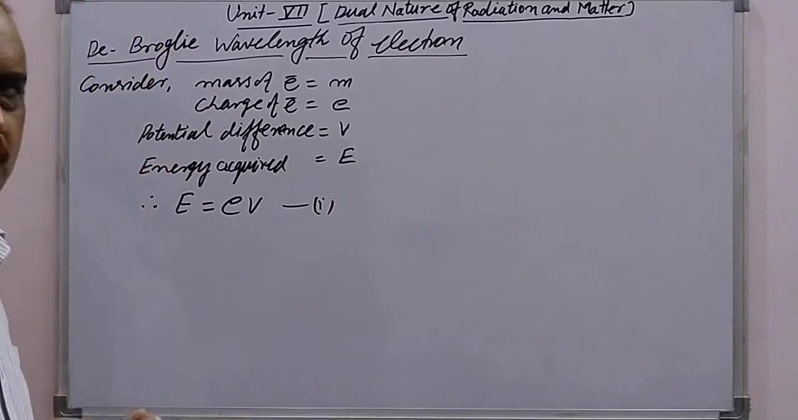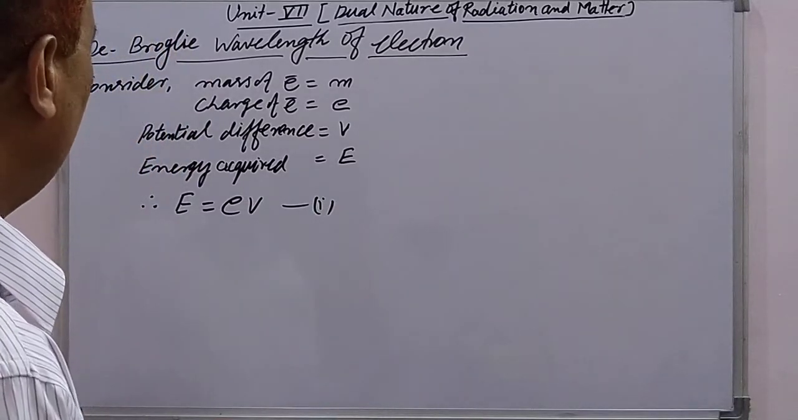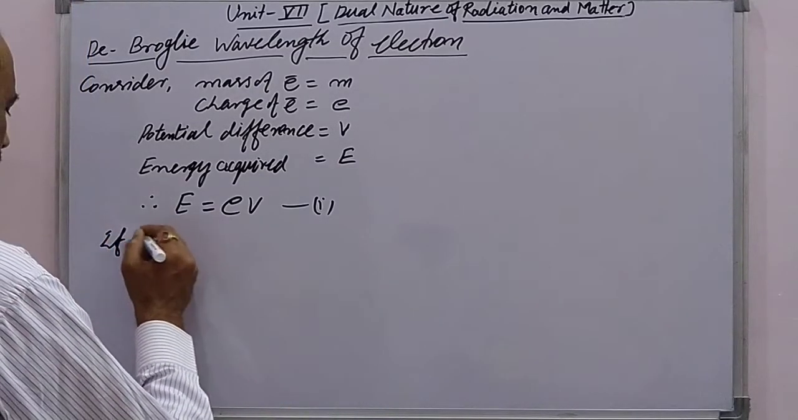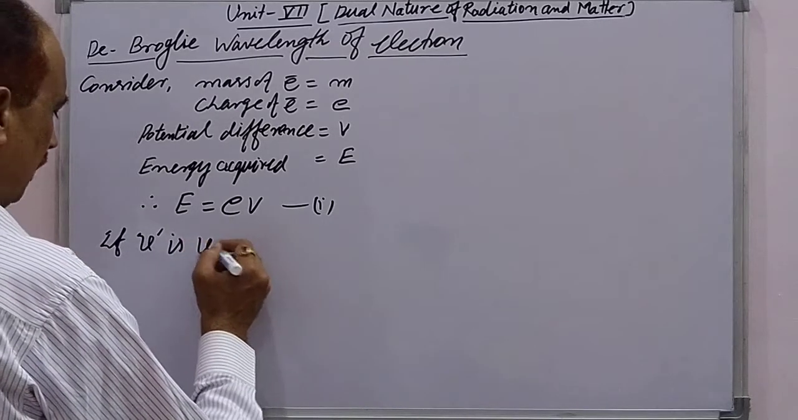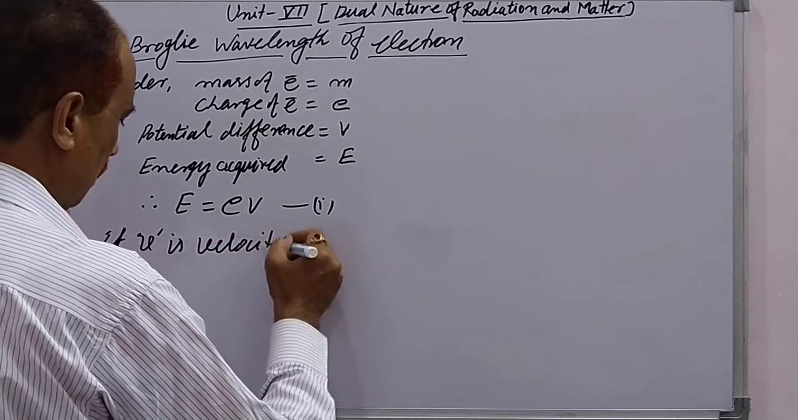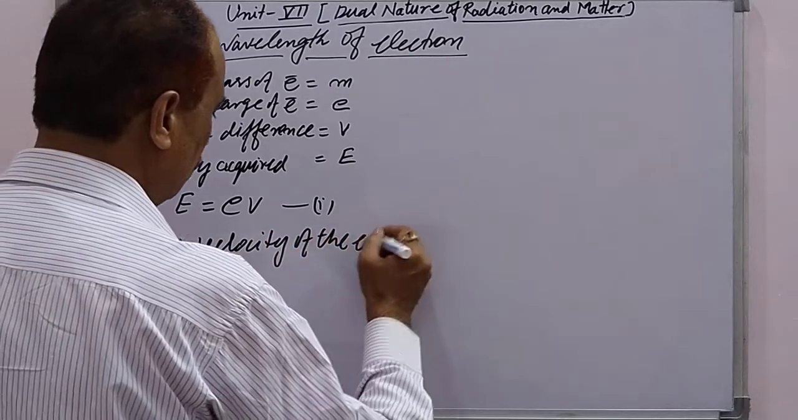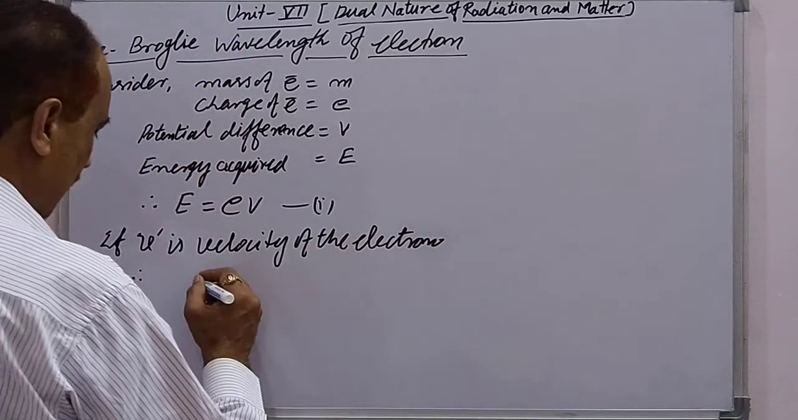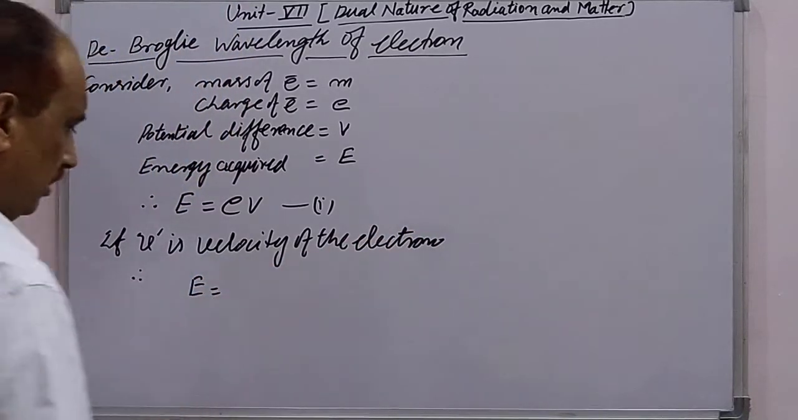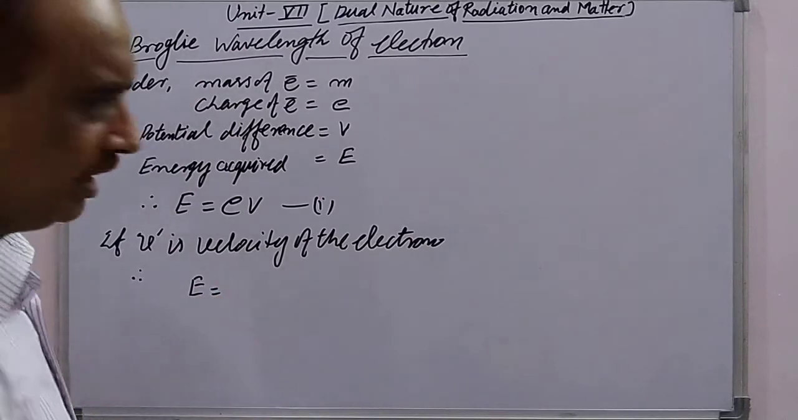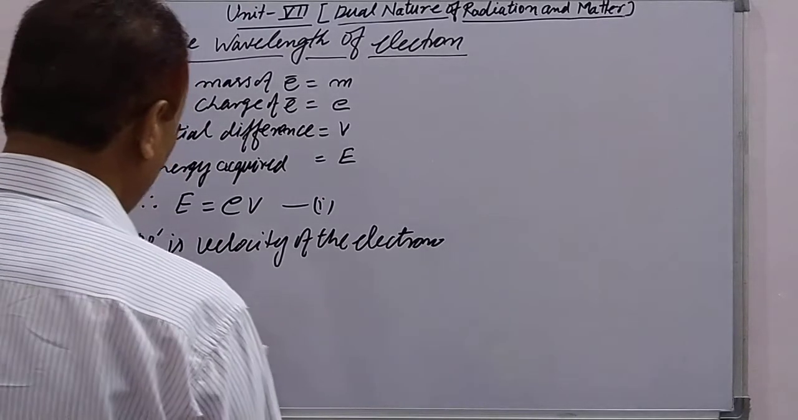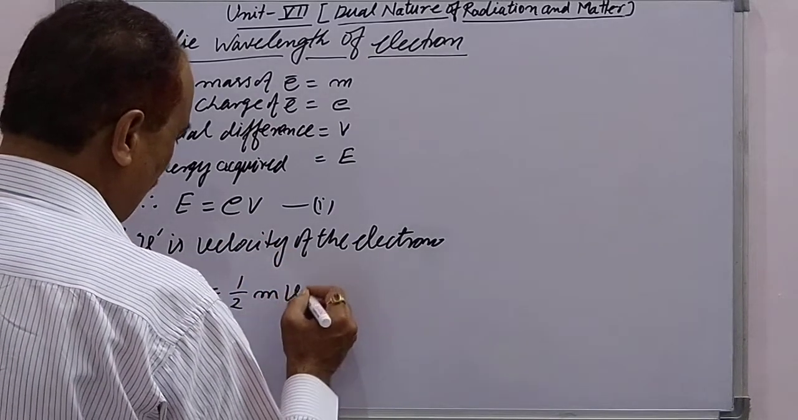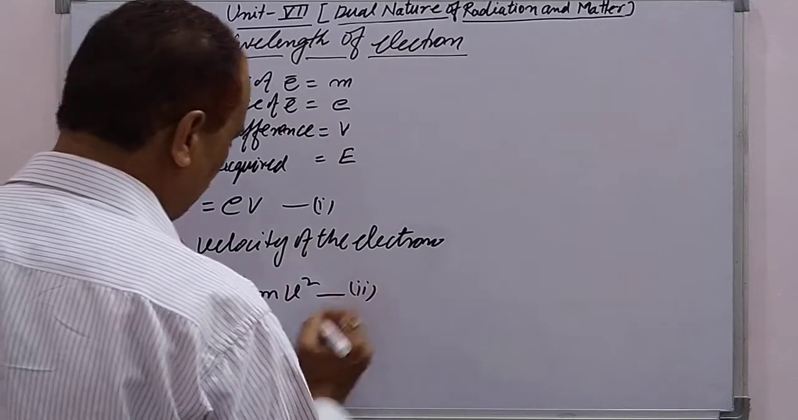Since the electron or the particle is accelerated here, if v is the velocity of the electron, then the kinetic energy E, that is the kinetic energy of the electron in terms of velocity, is equal to 1/2 mv². That is equation number 2.